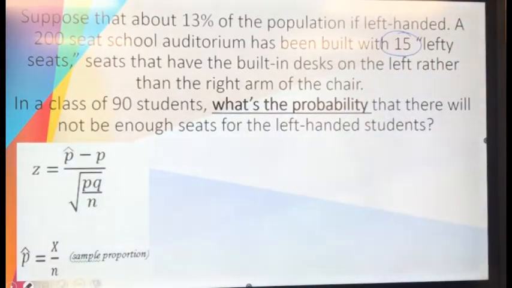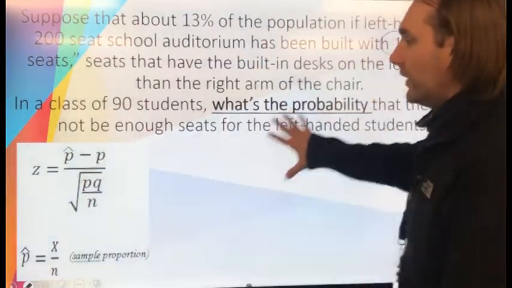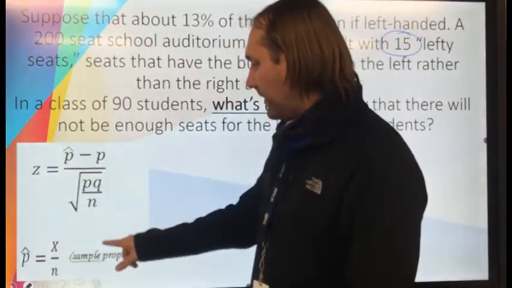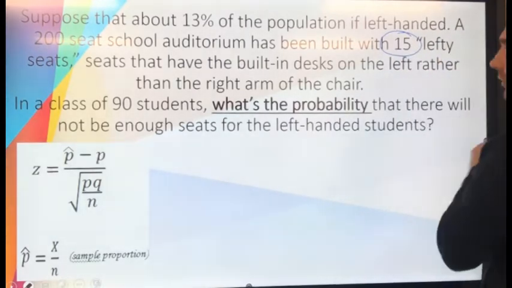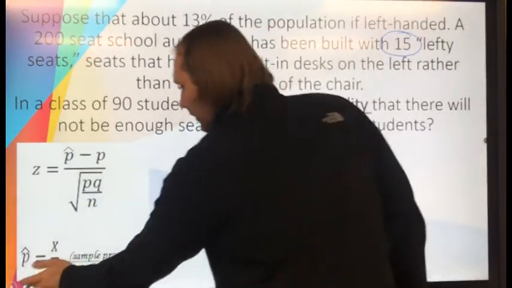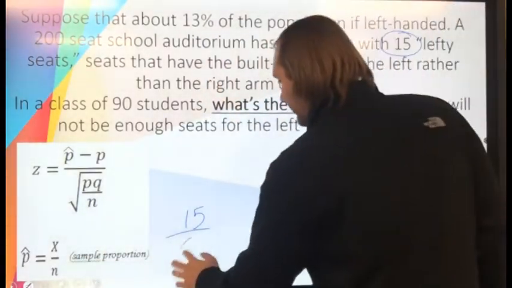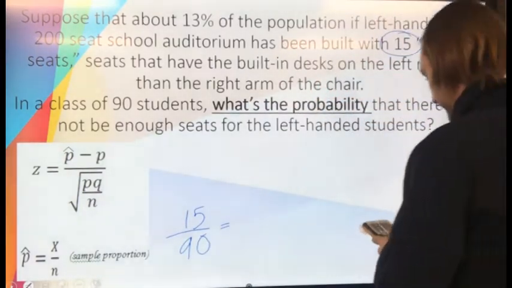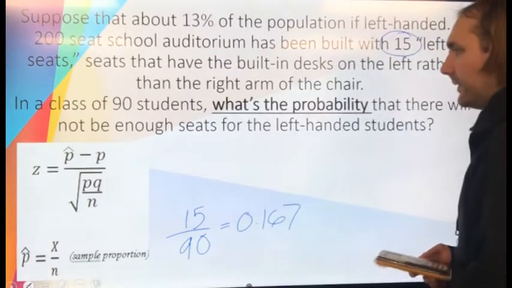Two ways to solve this. We can either do it by hand or by a calculator. If you're going to do it by hand, we must first find the z-score and compare the z-score to our normal model. To find the z-score, I need my p hat. P hat is my x over n. So my x value is how many lefty seats I have total, which is 15, over how many students? I have 90 students. So 15 over 90 gives me 0.167. That is my p hat.